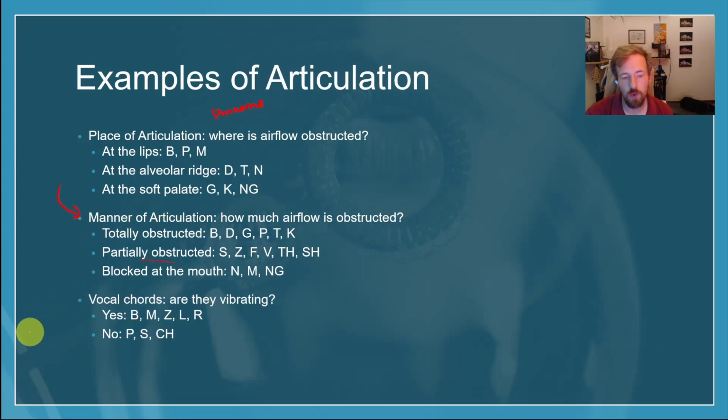Then finally we got vocal cords. Are they vibrating or are they not? If you put your hand on your throat, you can definitely feel this. It's going to be vibrating for pretty much everything you say, but check out what happens whenever you pronounce B. You can even feel your vocal cords vibrating when you go B, or M, or Z, or L. Versus, now try with P, or S, or Ch. You can feel the air come out, but you do not feel that same kind of vibration of your vocal cords like you do for these other phonemes.